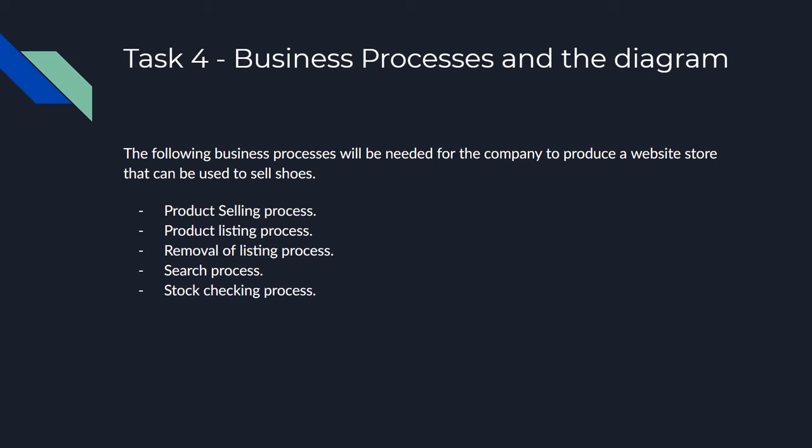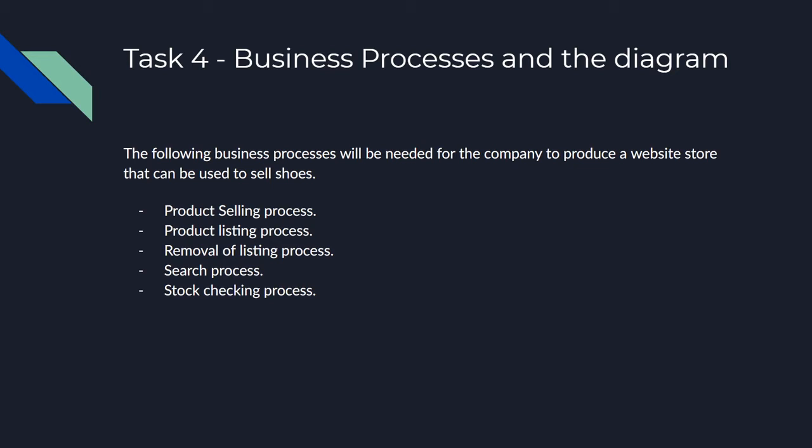The second process, the product listing process, allows staff to list new products, assigning tags and item information to allow the item to be searched properly in the search process. The removal of listing process allows staff to remove old products from the website.